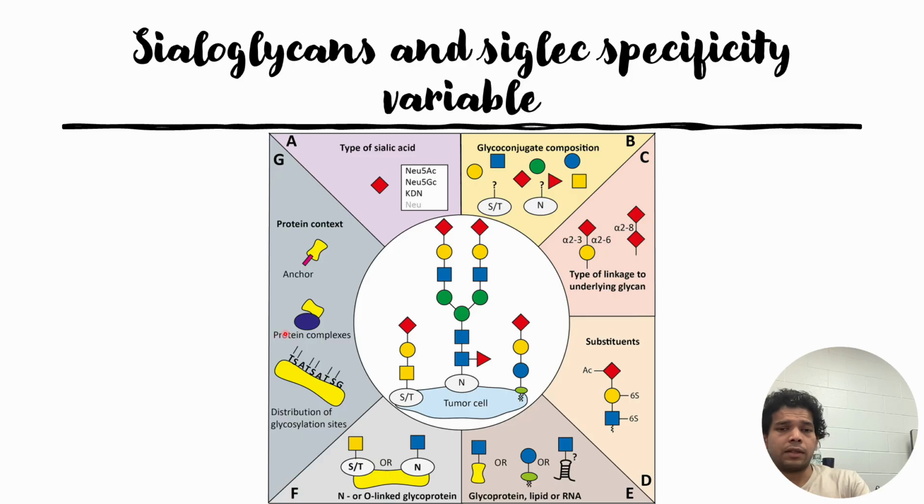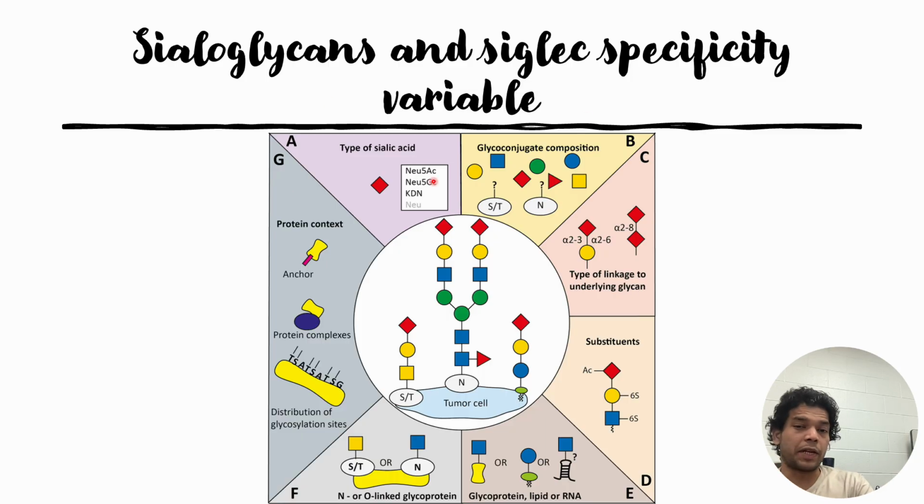And apart from that, the complex that it forms with other proteins, since glycans are also known to form interactions with other proteins. If they form interactions with other proteins, then it might also play a role in the sialoglycan and Siglec specificities. Some kinds of anchors favor some kinds of sialoglycan and Siglec bindings, and some don't. This anchor from the protein context will also determine which sialoglycans it favors, which Siglec it favors, and which Siglec it doesn't favor.